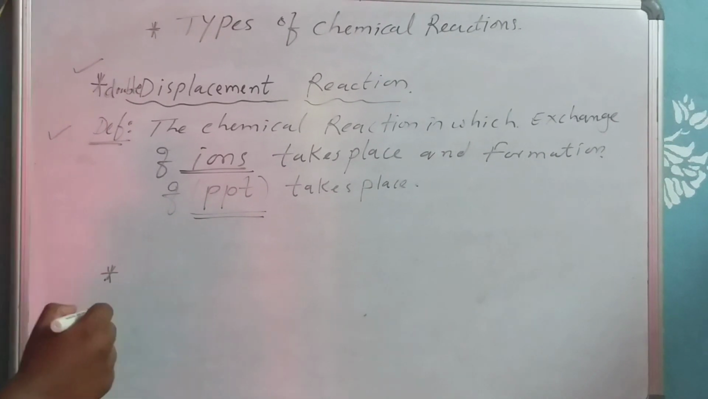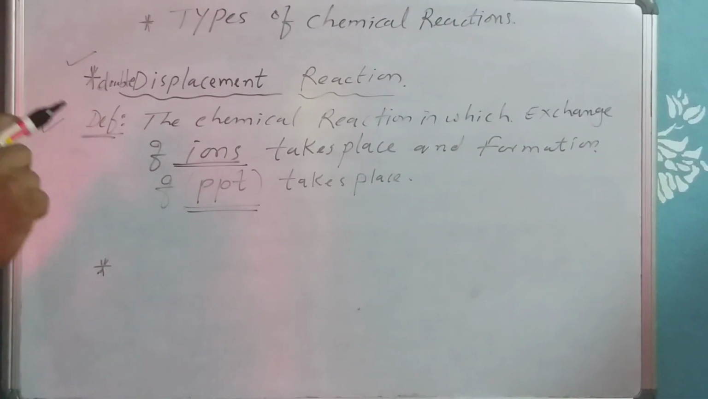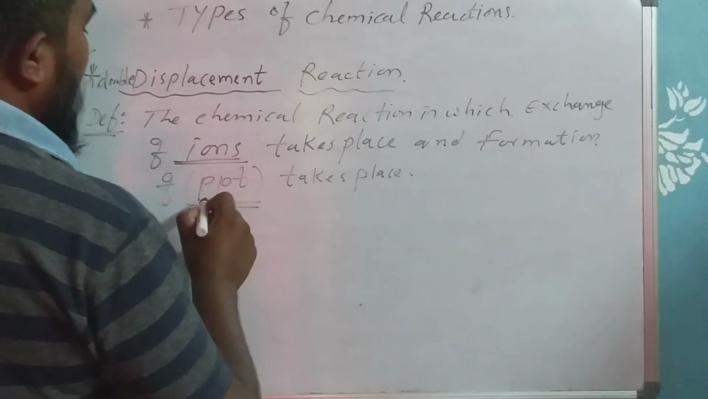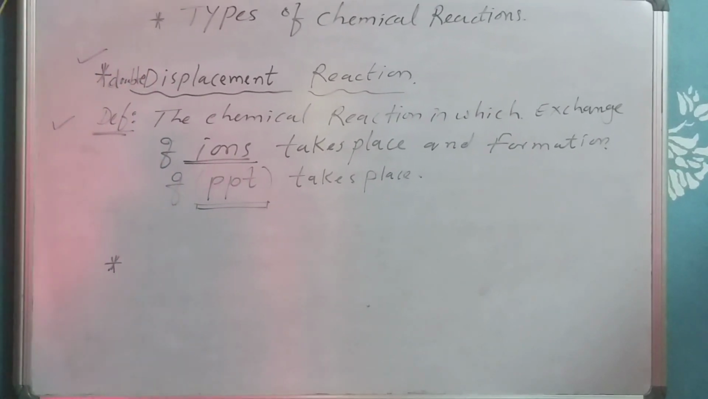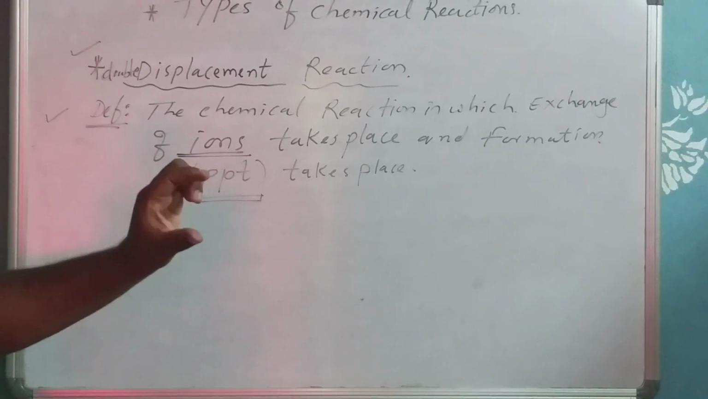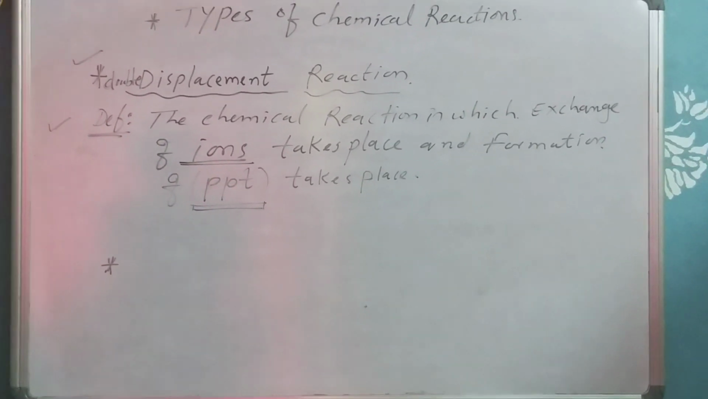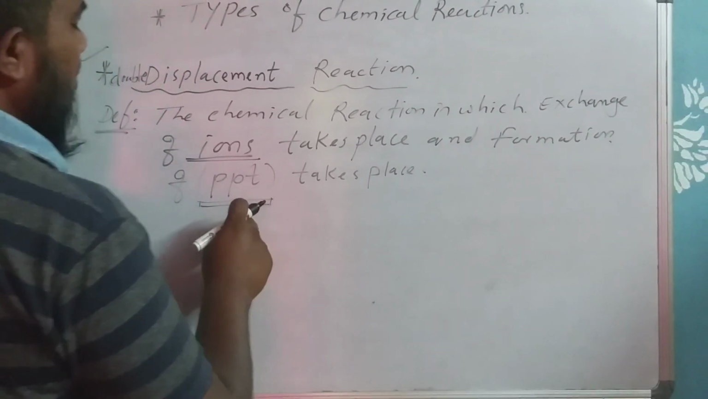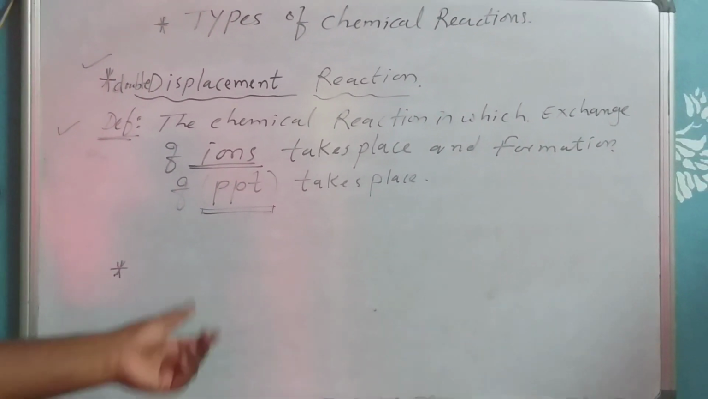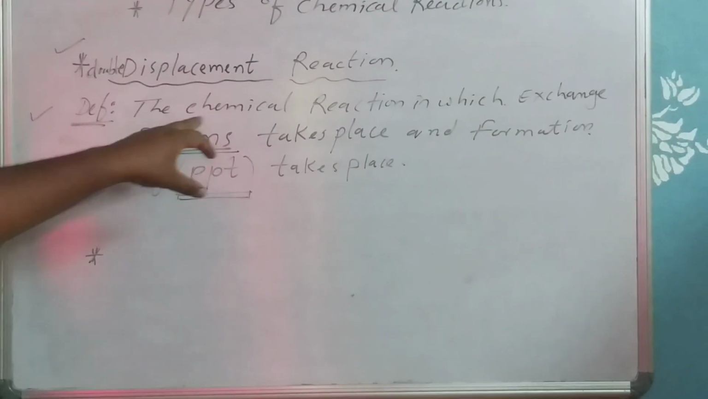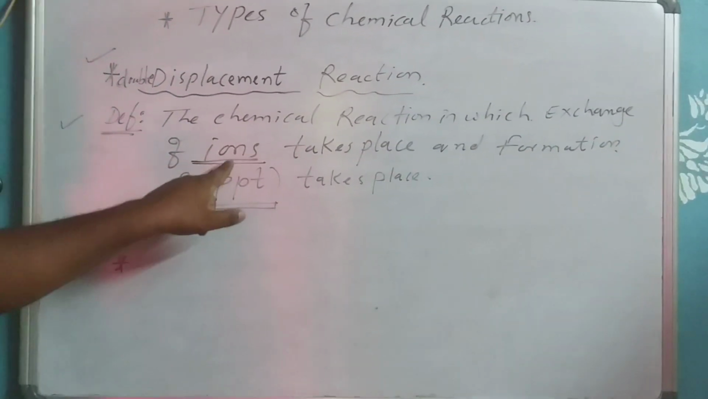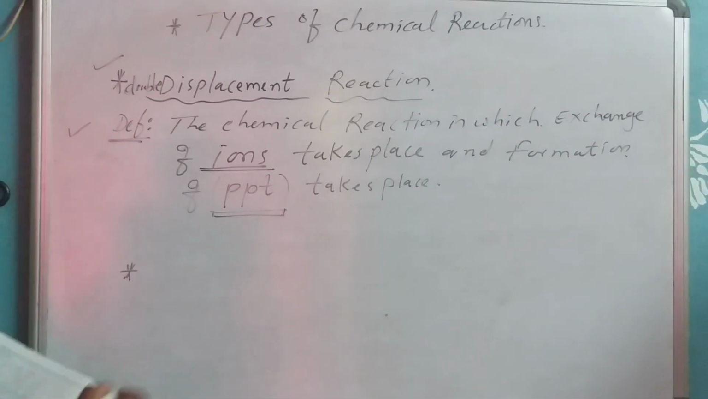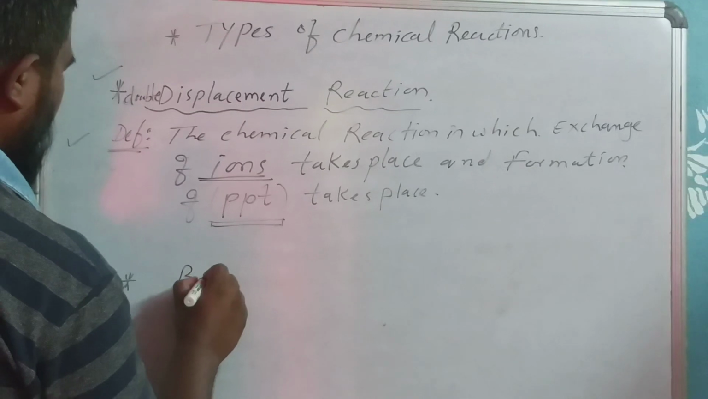PPT means precipitate. Precipitate is one of the forms of the chemical combination, and the colored compound remains in the test tube while doing the experiment. That is called PPT for short. PPT means precipitate; if you write PPT also, it will be okay. The chemical reaction in which exchange of ions takes place and formation of PPT takes place. While writing the example, we will see what the ions are.